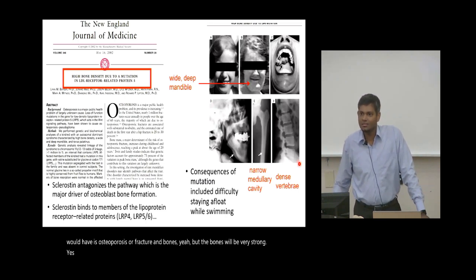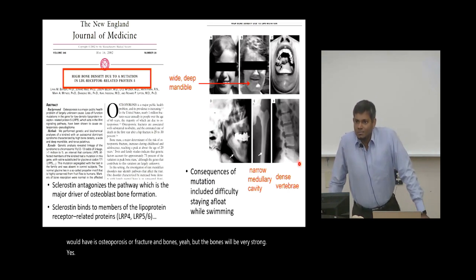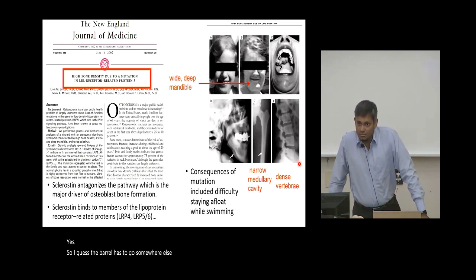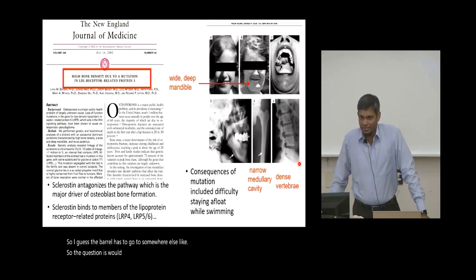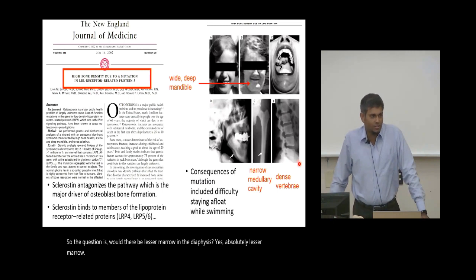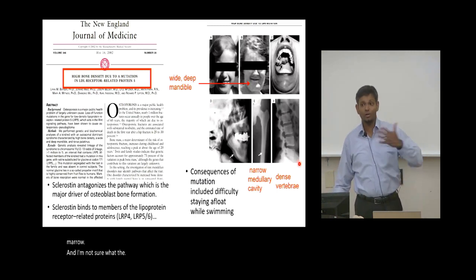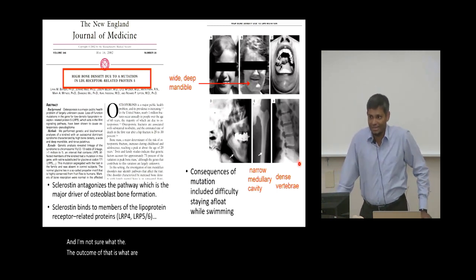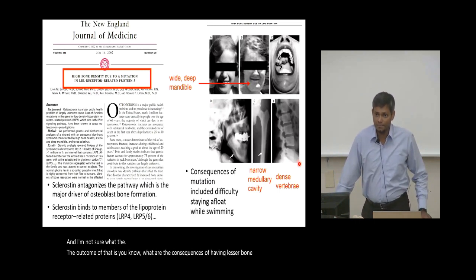Yes? I was going to ask, since they have extra teeth in their mouth, I guess the marrow has to go somewhere else, like it has to be distributed there instead of their leg, it looks like. So the question is, would there be lesser marrow in the diaphysis? Yes, absolutely, lesser marrow. And I'm not sure what the outcome of that is. What are the consequences of having lesser bone marrow?